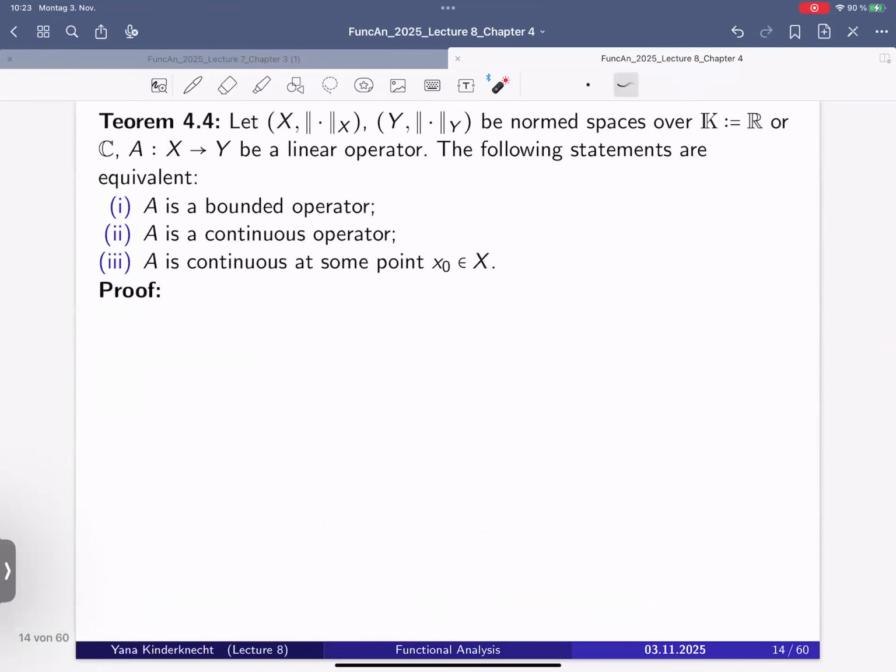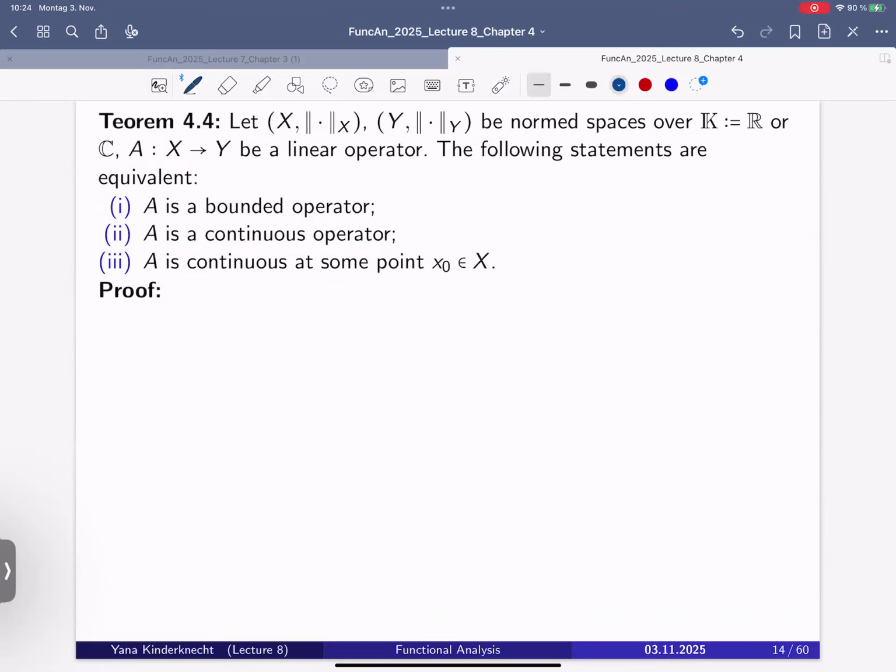Some properties of the operator norm. So we have two normed spaces and a linear mapping. The following statements are equivalent. 1: A is a bounded linear operator. 2: A is a continuous operator. 3: A is continuous at just some point x0 in X. So let us prove it.